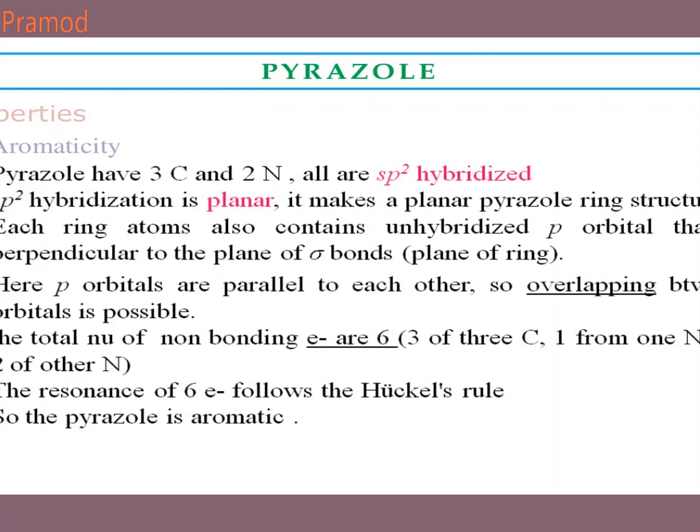So this is how Huckel's rule is maintained. This is how the 6 electrons for Huckel's rule are obtained. Okay, so this is why pyrazole is aromatic. It is planar, conjugated, the p orbitals are overlapping, and the p orbitals are perpendicular to the plane of your sigma bonds. And it has 6 electrons, 3 coming from carbon, 1 coming from nitrogen, and 2 coming from the lone pair of electrons of your second nitrogen. So these are the structures, and this is the reason for the aromaticity of your pyrazole.